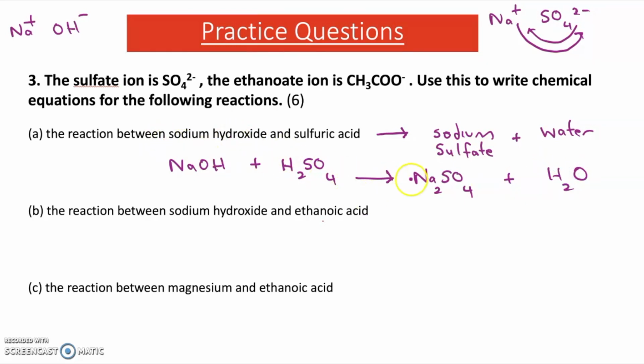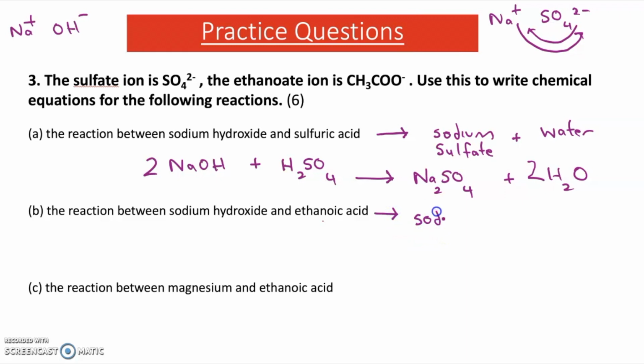Now the equation's not balanced. I have 2 sodiums on the right, so I need to put a 2 in front of the NaOH, and that would give me 4 hydrogens on the left and only 2 on the right, so I need a 2 in front of the H2O. If you had all the formulas correct, you get 1 mark. If it's balanced, you get the 2nd mark.